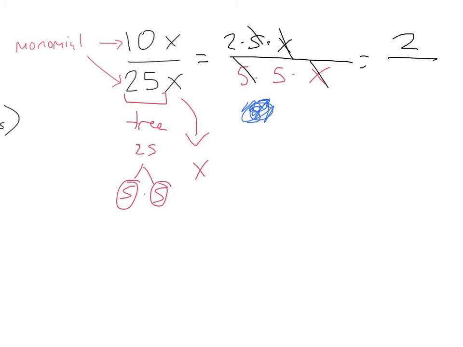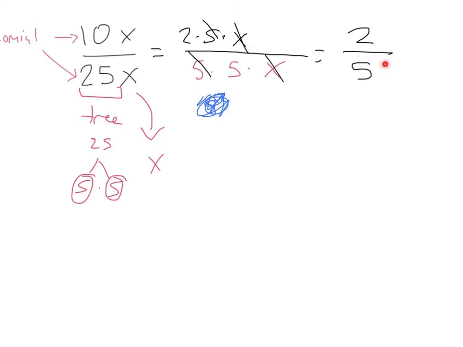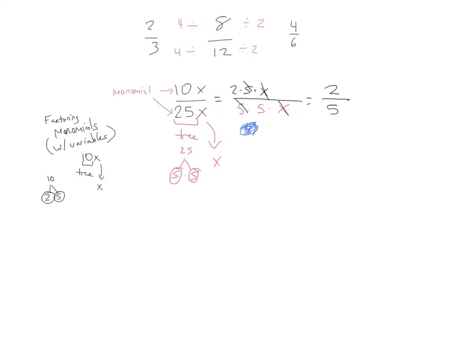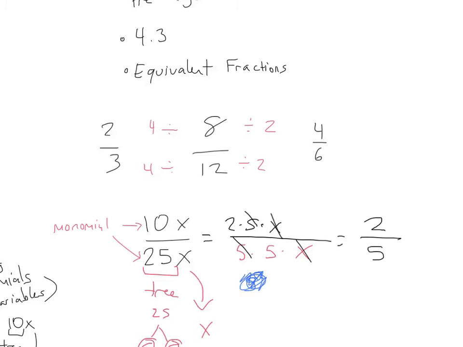Okay. And on the bottom, canceled, 5, canceled, I have a 5. So if I simplify that fraction, what do I get? Well, 2/5. Right? That is the simplified version of 10x over 25x. And I forgot to state that up here was item number 1, item number 2.